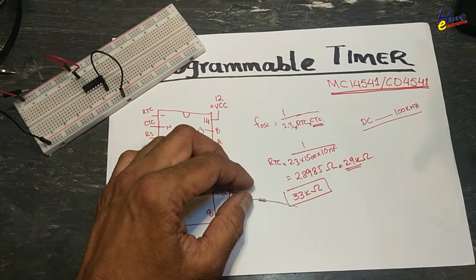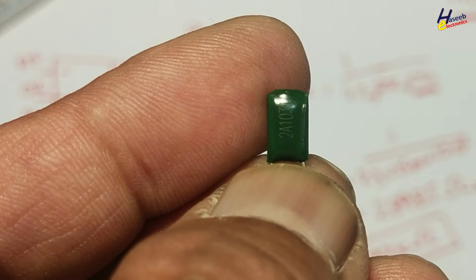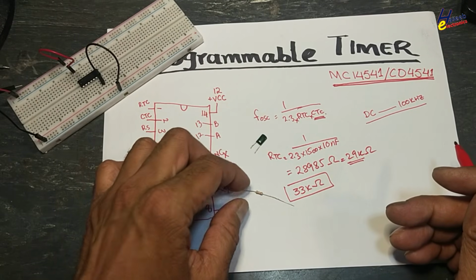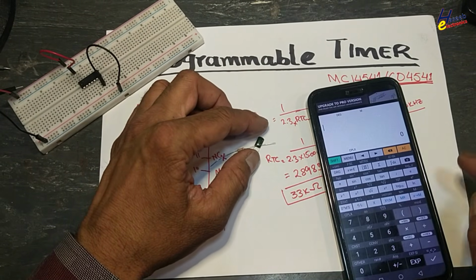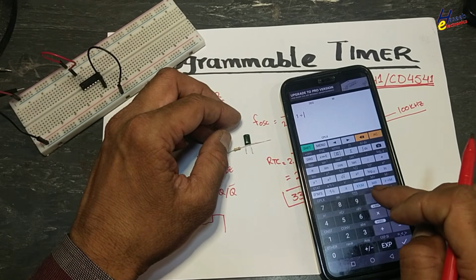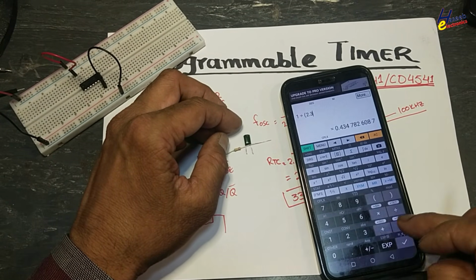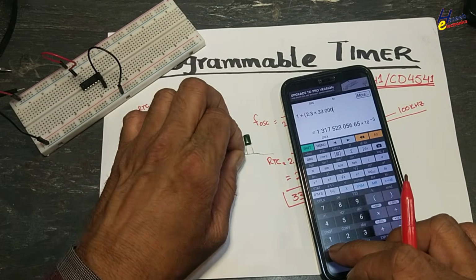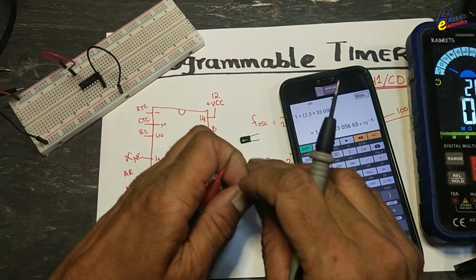10 nanofarad, code 103. So I will use a 10 nanofarad capacitor. It is also commercial, it is not a precise value capacitor. Now we will calculate approximately the output frequency: 1 over 2.3 multiplied with 33,000. Let's check it practically.